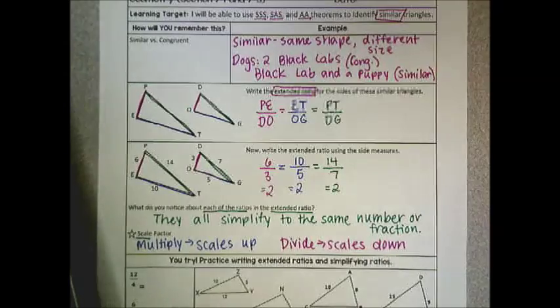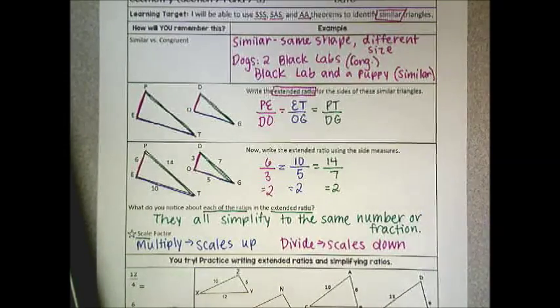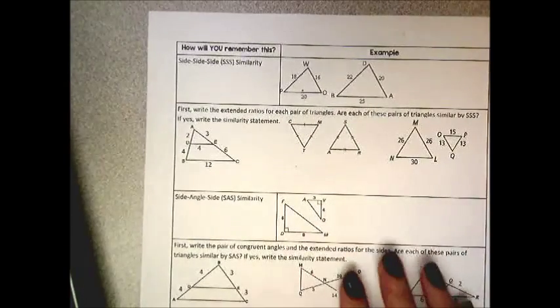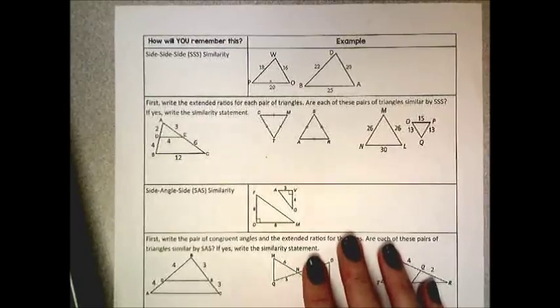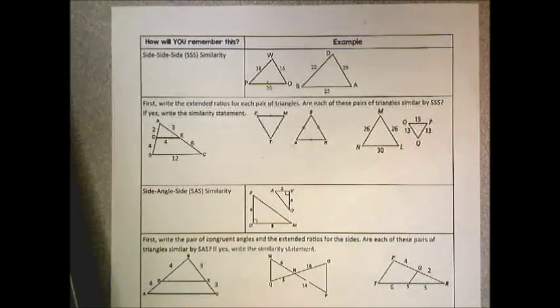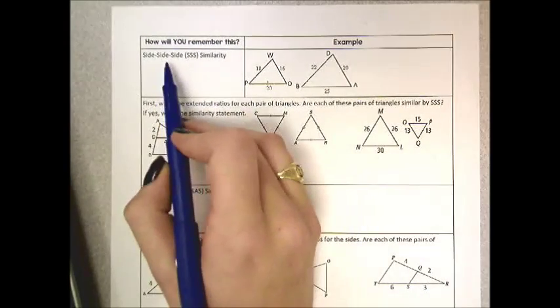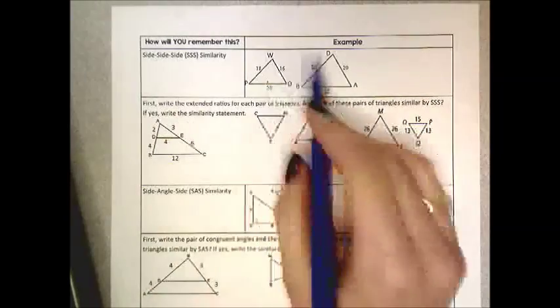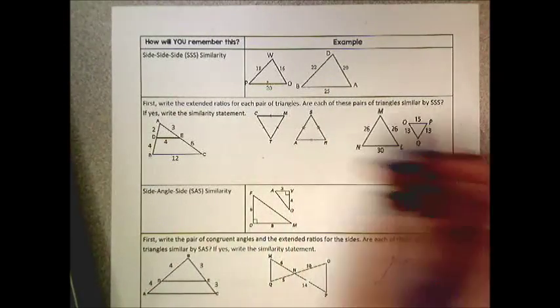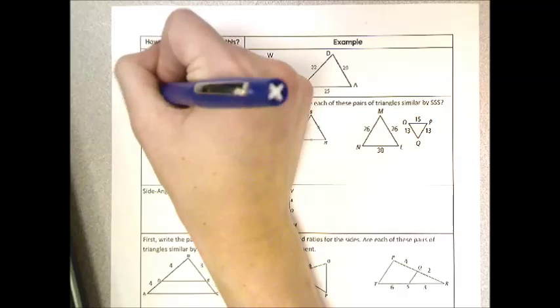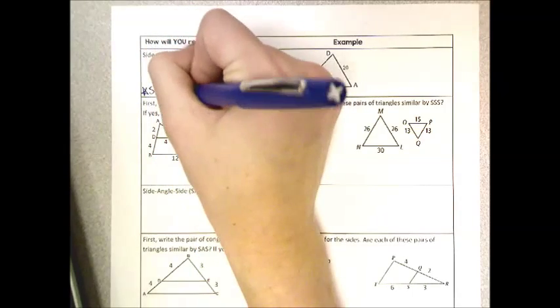All right, after you've finished that, we are going to flip it over and look at those 3 different theorems for similarity. Our first one is called side-side-side similarity. Again, I want you to write in this box how you will remember this after we've done this example. But something that I want you to note is that you need to start with the smallest number always.